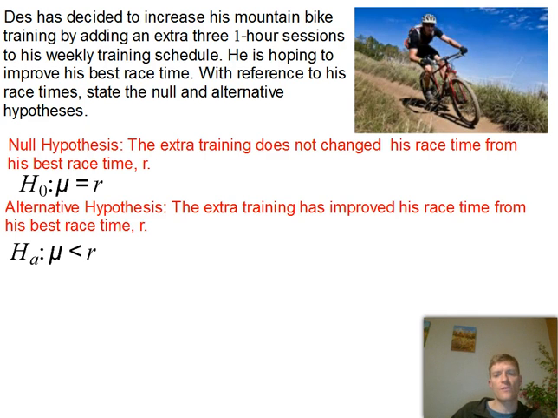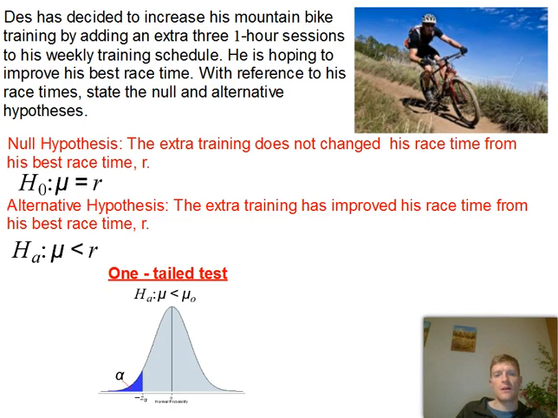So if you're improving your race time, you're getting to the finish line in a smaller time. So in this case, the mean of our average race time that we're going to get after our extra training is going to be less than his previous best race time. And that gives an improvement. Get the idea? So in this case, this is a one-tailed t-test, a one-tailed hypothesis test that can be done.